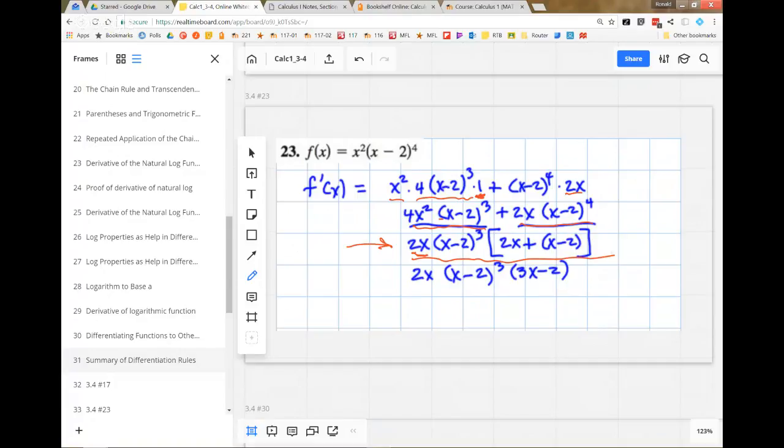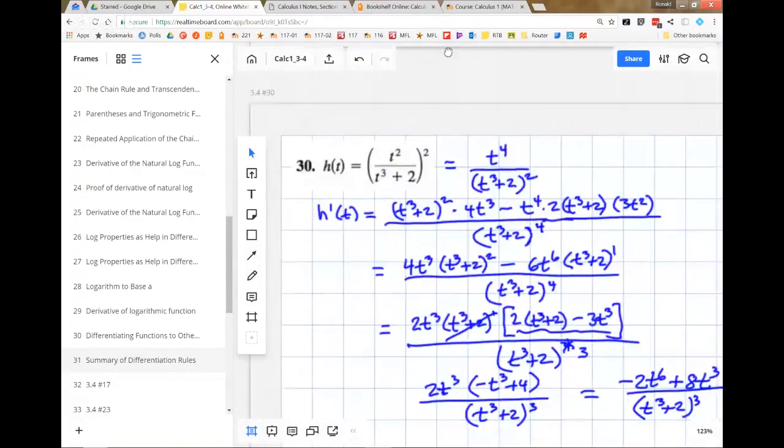And then, of course, what happens in brackets? Well, 2x plus x is 3x. So just simplifying it a little bit. That's a way of simplifying that one. It's called simplifying by factoring out the least powers. Okay.